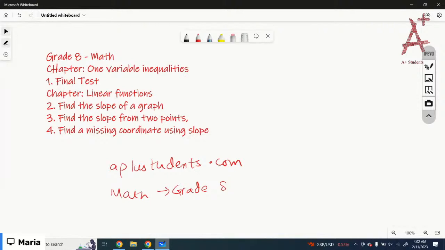Okay, so the lessons we're going to cover today are the final test of the chapter 1 variable inequalities. Then we'll start a new chapter, that is linear functions. The lessons we're going to cover from the chapter are find the slope of a graph, find the slope from 2 points, and then find a missing coordinate using slope. Okay, so let's start with the final test of the chapter 1 variable inequalities.